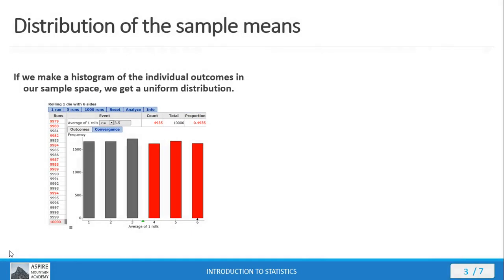Let's take a closer look at the sample mean. If we make a histogram of the individual outcomes in our sample space, we get a uniform distribution. And this is what we would expect to see. We would expect to get as many 1s as 2s, as 3s, as 4s, as 5s, as 6s when we roll the dice because we're using a fair dice. So each of these values has about the same probability of showing up.